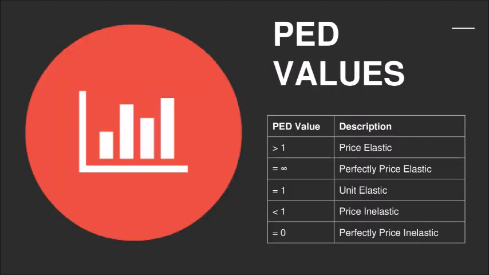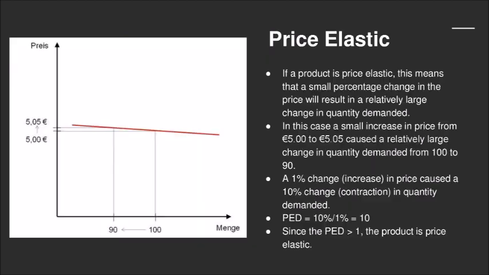An infinitely large number is perfectly price elastic. A number over 1 is price elastic. 1 is not elastic nor unelastic. A number under 1 is price inelastic. 0 is perfectly price inelastic. If a product is price elastic, this means that a small percentage change in the price will result in a relatively large change in quantity demanded.